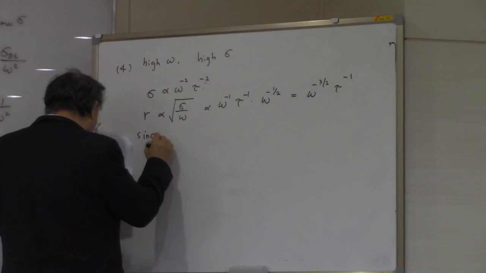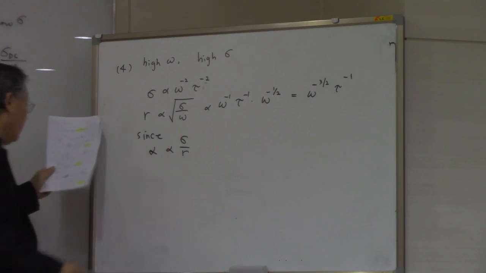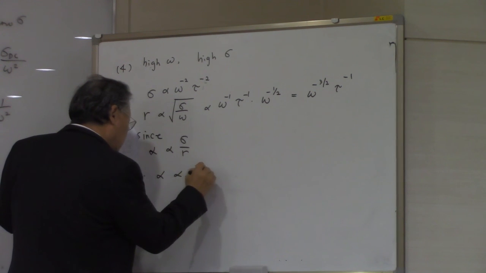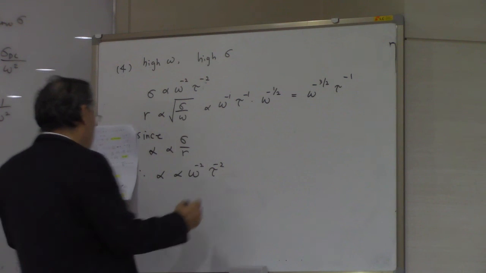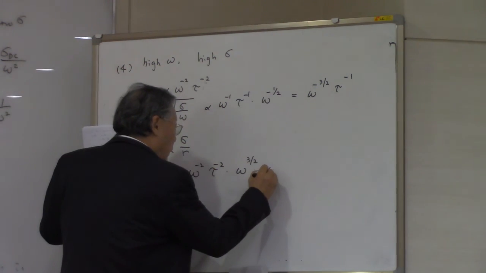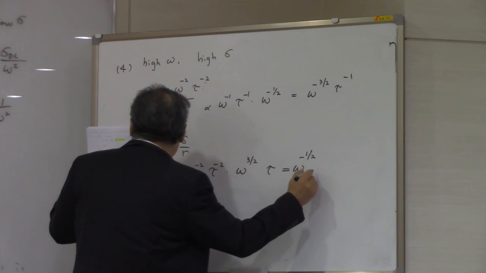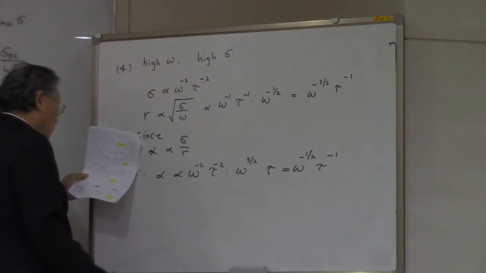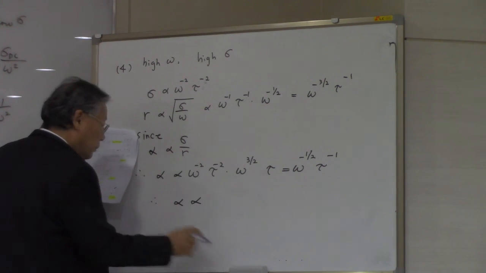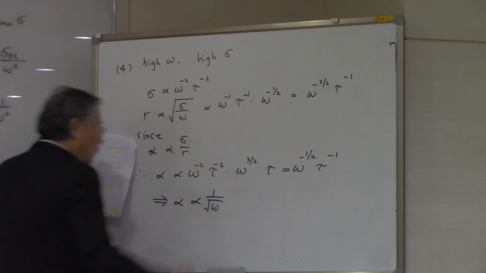And alpha is proportional to sigma over r, as you have seen here, so that alpha now is proportional to omega minus 2, tau minus 2, and omega 3 halves and tau, right? And this is omega minus 1 half, tau minus 1. So this means now alpha, the absorption constant, is proportional to 1 over square root of light frequencies.